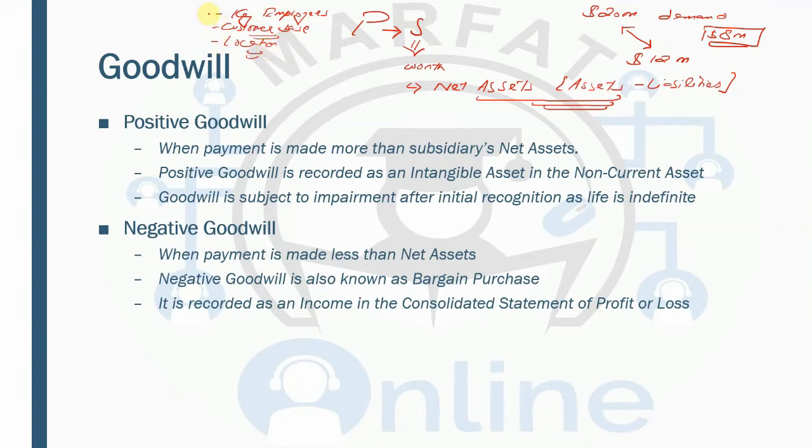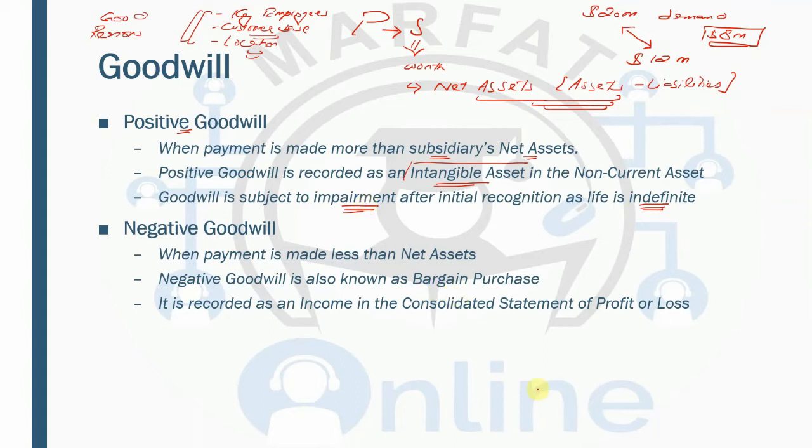These key employees, customer base and locations are things which do matter, but they are not recorded as an asset in their financial statements, and they will be charging you for those things. So remember one thing: for those good reasons, the parent company may be willing to pay more than what their net assets are worth. This is known as positive goodwill. When payment is made for more than the subsidiary's net assets, you record this as an intangible asset, a separate head as goodwill in your non-current assets. And because goodwill has an indefinite life, it cannot be amortized; it should be tested for impairment according to IAS 36.